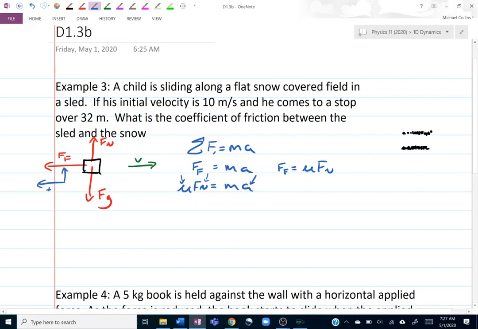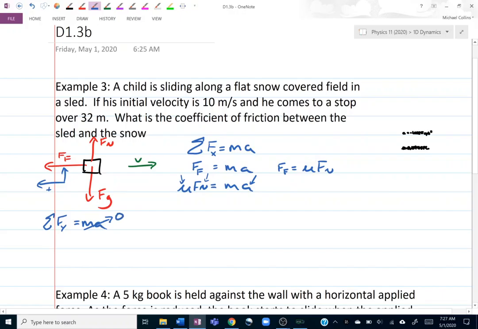This was the sum of my forces in the x-plane. So I'm going to look at the sum of my forces in the y-plane. And I'm just going to do this down here because I'm going to need some space. So the sum of my forces in my y-plane is equal to ma. I have no acceleration in my y-plane. I am not moving up off the snow or down through the ground. So the whole right-hand side of my equation is going to be equal to 0.